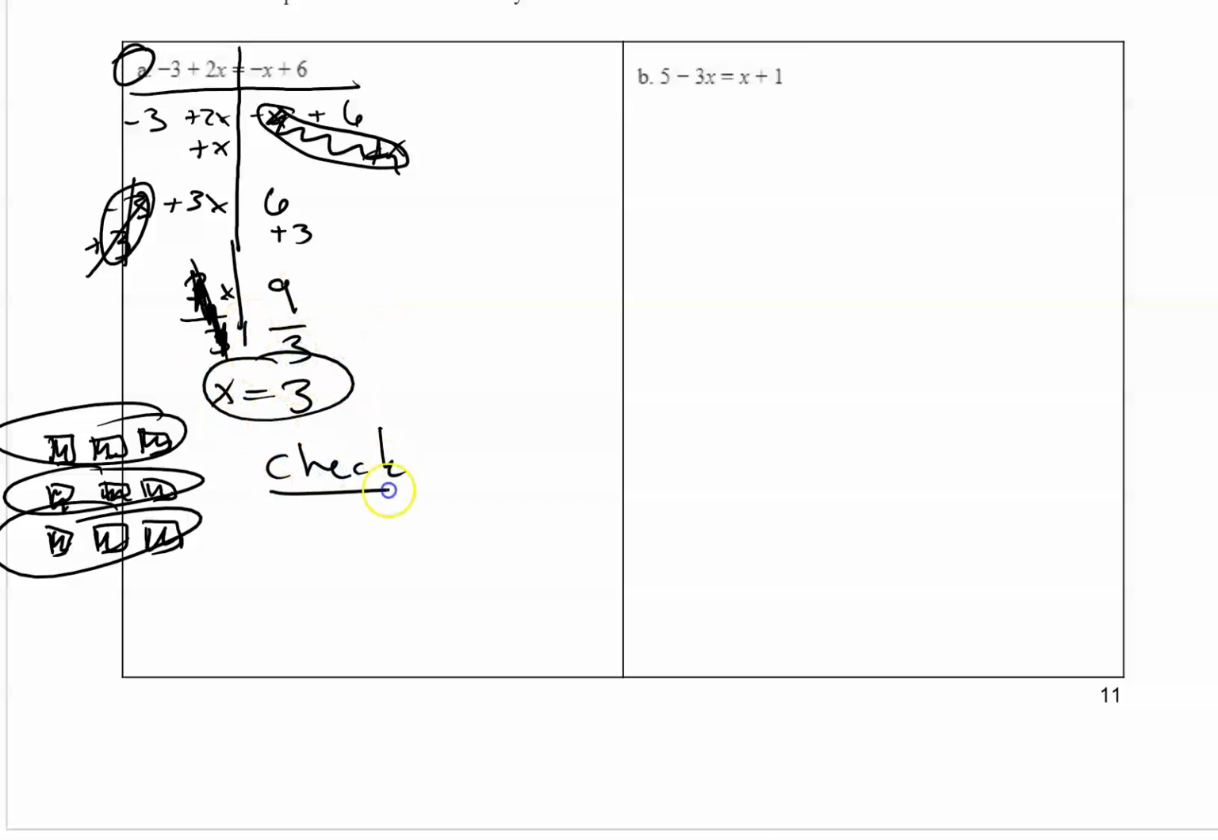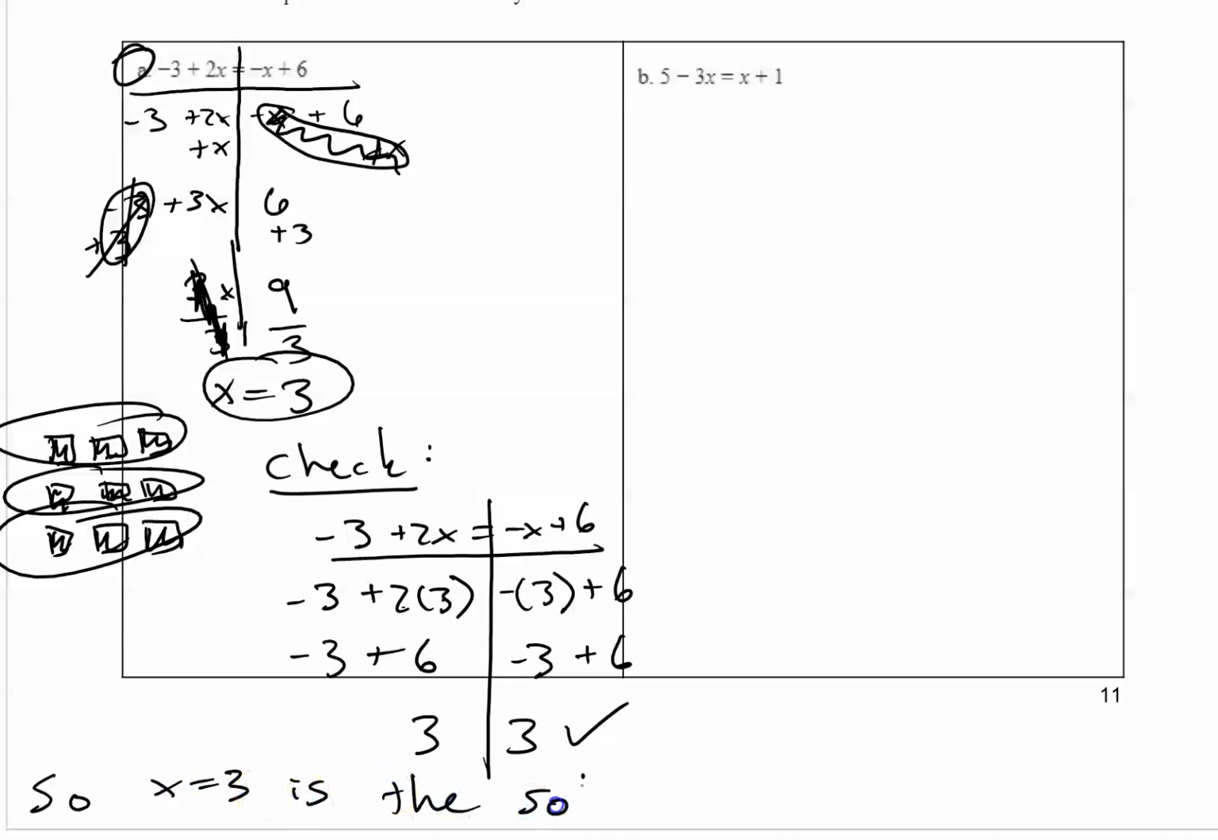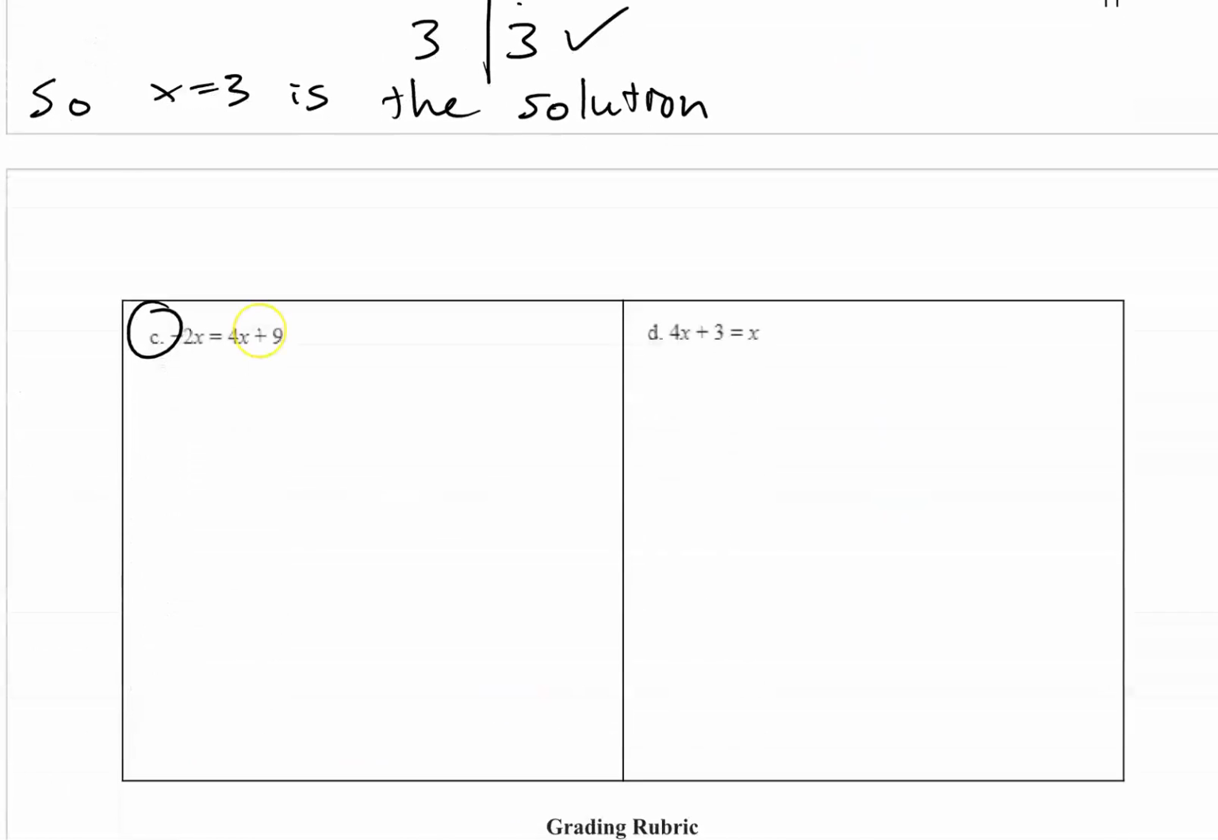To check our work, let's go ahead and substitute 3 in for x. So negative 3 plus 2 times 3 is equal to negative 3 plus 6. Do the multiplication first. 2 times 3 is 6. On the left side, we have negative 3. That's just negative 3 plus 6. You see how they're the same already. So guarantee that's the answer. 3, 3. So x equals 3 is the solution, because both sides match.